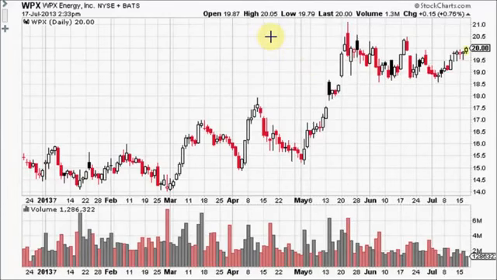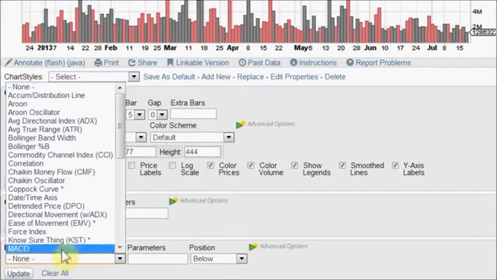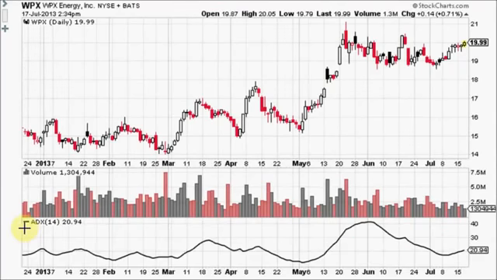Now let's go ahead and load up the ADX on this chart for WPX here on StockCharts.com. If you scroll down to the bottom, under Indicators, you will notice that there are two instances of the ADX. This first one just shows the ADX, and what it does is it shows strength of a trend. It does not indicate which way the trend is. Anything over 20 means a stock is trending strongly.